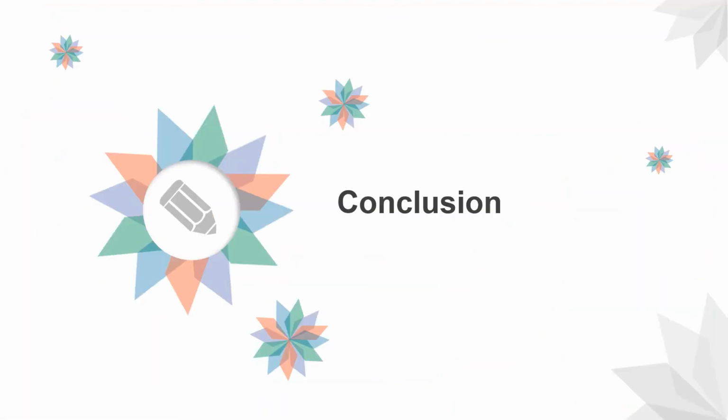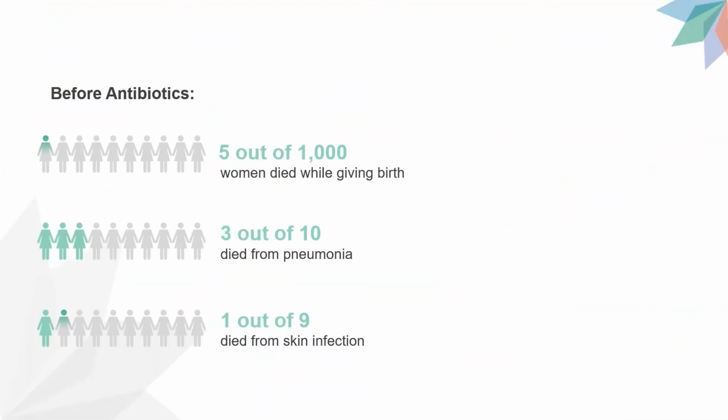And finally, to conclude our presentation, in historical times, before there were antibiotics, humans died from many conditions for which death is rare nowadays. Can you imagine dying because you got a scratch on your arm? That was actually rather common. 1 out of 9 people died this way.